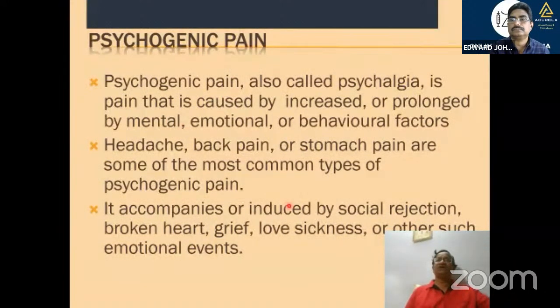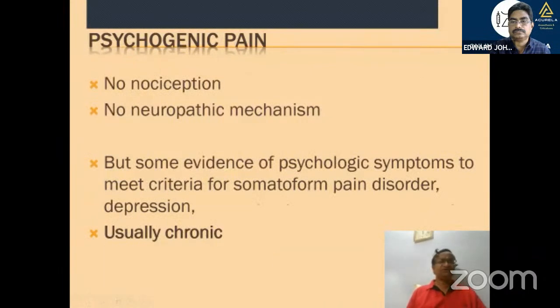Then there is psychogenic pain. What we have now is nociceptive, somatic, visceral, non-nociceptive, peripheral or neuropathic, central, post-traumatic pain, stroke pain, all these things. Psychogenic pain means there are mental, emotional, behavioral factors. Headache and backache are some of the common causes of psychogenic pain. Social rejection, an emotional event, grief, all these things will be there, but there is no nociception, no neuropathic mechanism. So these are never acute. Psychogenic pain is usually chronic.